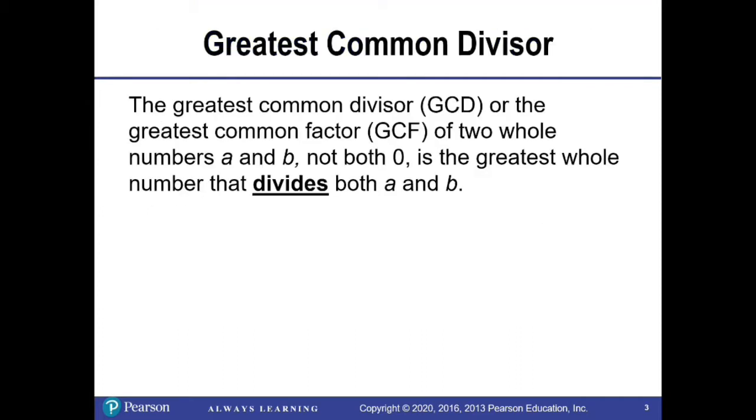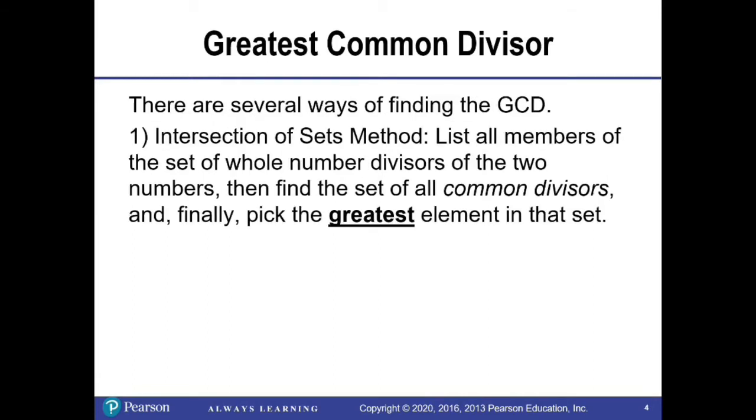Let's get started. So our greatest common divisor is the greatest whole number that divides two numbers. Now, neither one of these numbers can be 0. The greatest common divisor is represented by GCD and is also called the greatest common factor, or the GCF. There are several different methods that we can use to find our GCD.